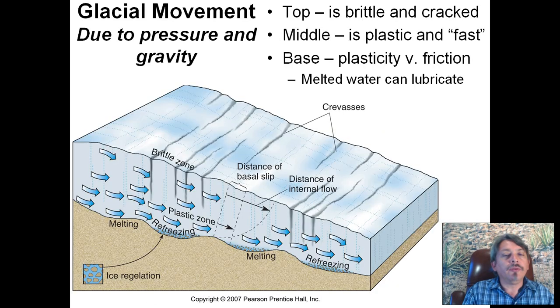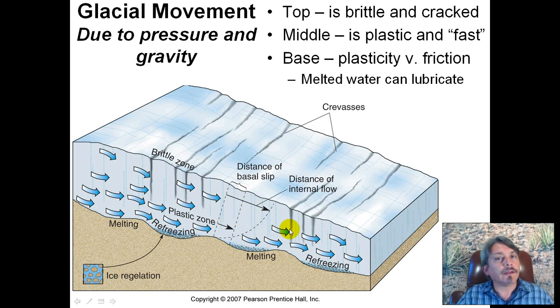Glacial movement can be due to pressure and gravity. At the top, because of the irregularities of the bedrock below, the ice will break into cracks called crevasses. The top is brittle and cracked, the middle is rather plastic and fast, and the base is rubbing against the bedrock. Sometimes it's lubricated by the action of melted water down below, but you can see that this glacier has a behavior of an irregular landscape. Refreezing and melting, and a plastic zone occurs, and you can see the movement of the glacier downhill.